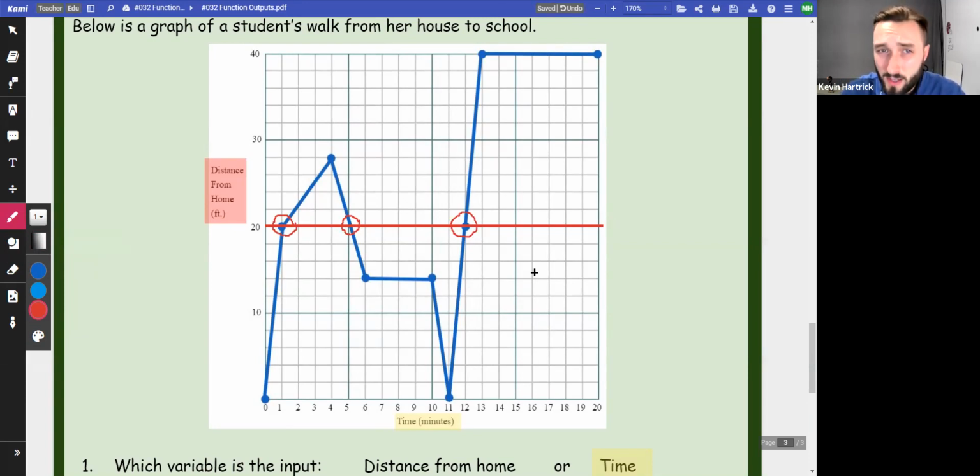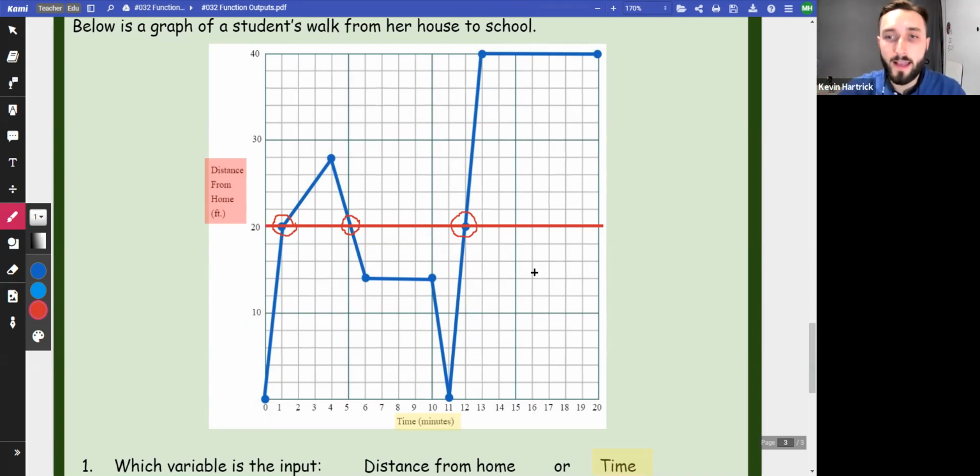That seems kind of strange, right? If she's just walking straight to school, why would she be 20 feet away multiple times? Wouldn't she hit 20 feet away and then just keep going? Well, maybe along the way, she didn't just go to school. Maybe something happened. That's what we're going to look at in the next question.